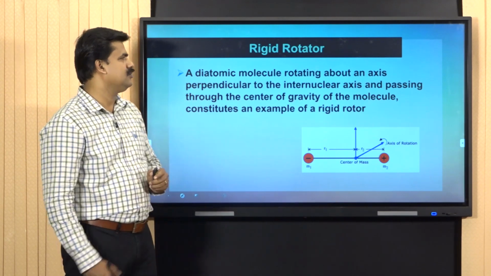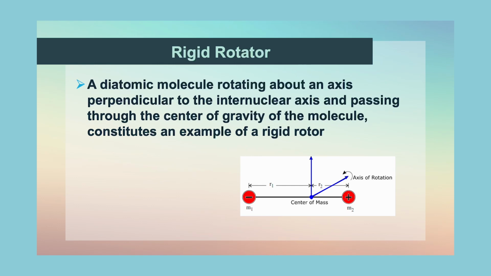First of all, the rigid rotator. A diatomic molecule rotating about an axis perpendicular to the internuclear axis, passing through the center of gravity of the molecule, constitutes an example of a rigid rotator.